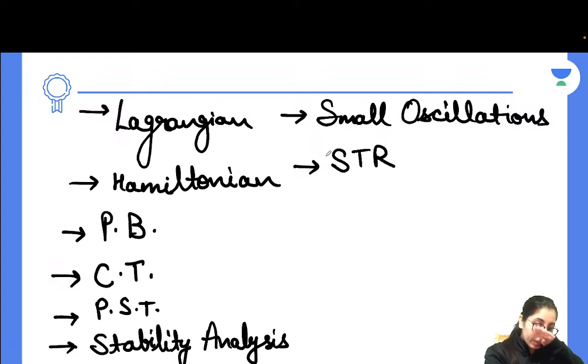So these are going to be the major portion you have to cover, and this is how you can simply solve any question. Okay, so Lagrangian, Hamiltonian, Poisson bracket, canonical transformation, phase space trajectory, stability analysis, small oscillations, and special theory of relativity. When you prepare these, you will find, if you check your previous year question papers, most of the questions have been asked from these. So these are the most expected ones, and they are very important for all of you as well.